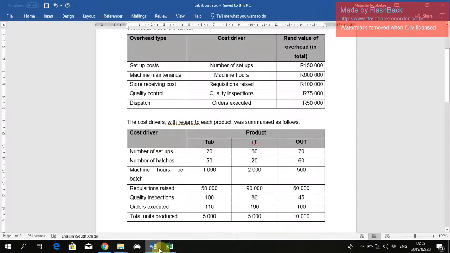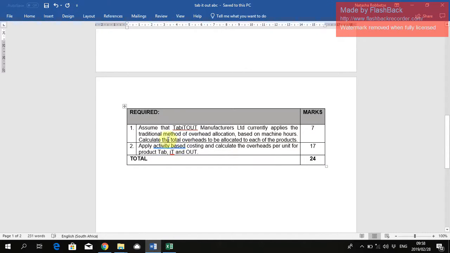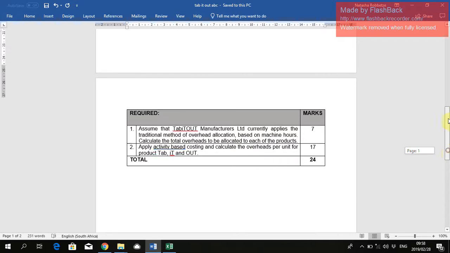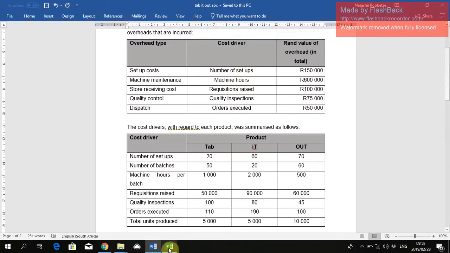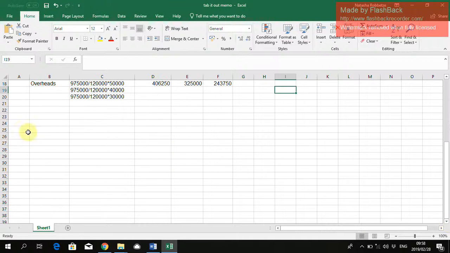So please note that the question said for the calculations that we need to calculate the total overheads to be allocated. You will find in number 2 we have to do activity-based costing, and here we need to take it a step further because they say allocate the overheads but per unit for the product, tab, it and out. So no, they don't want it in total as in number 1, but rather per unit.